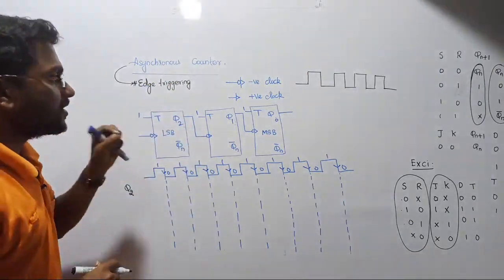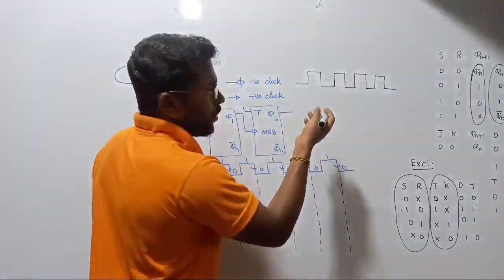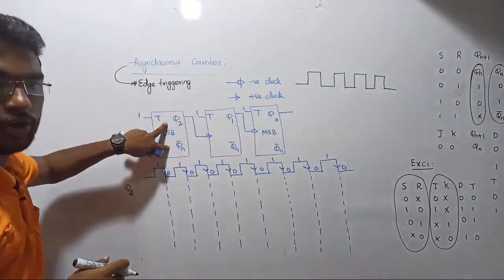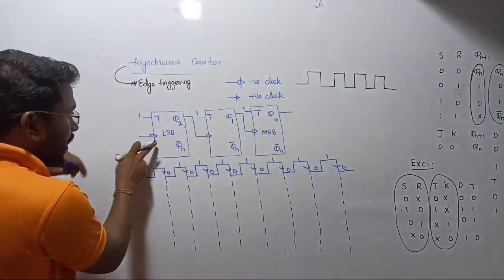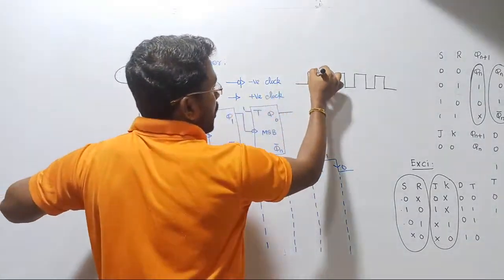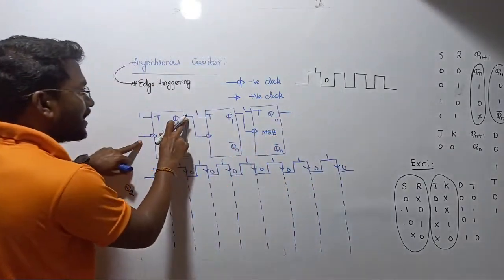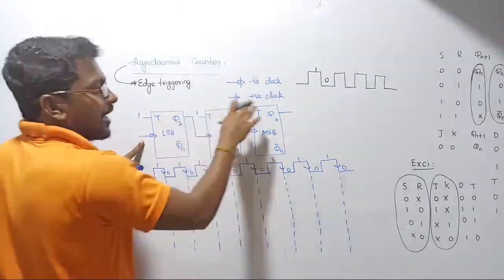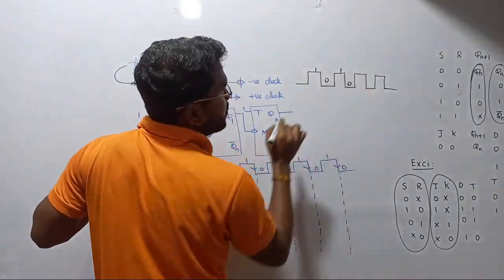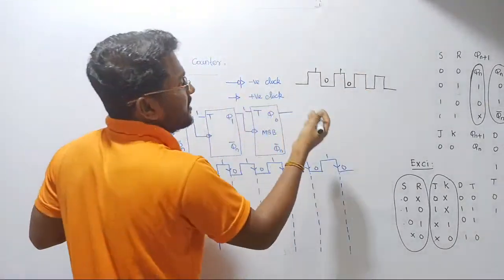Toggling in the sense, see there, for example, when you give the first clock, take only this flip-flop, right? In this flip-flop, the first clock. Whenever the clock of this flip-flop goes from 1 to 0, immediately the state of the circuit, the output state, will change. Again, when the next clock goes from 1 to 0, the state changes again. What does that mean?